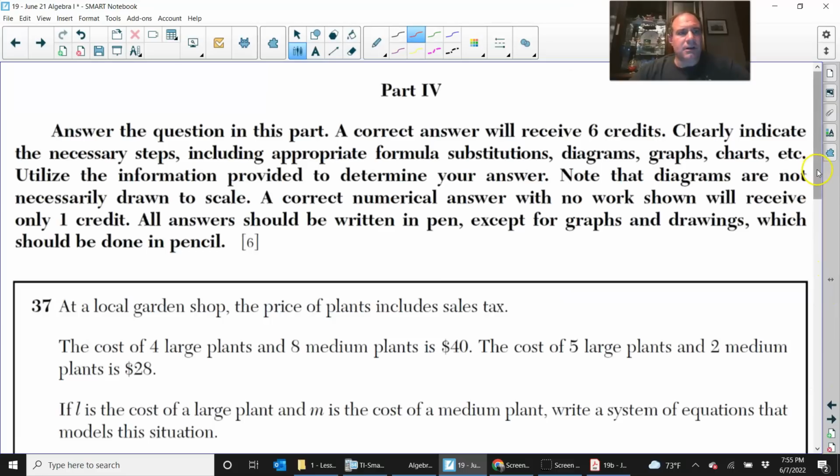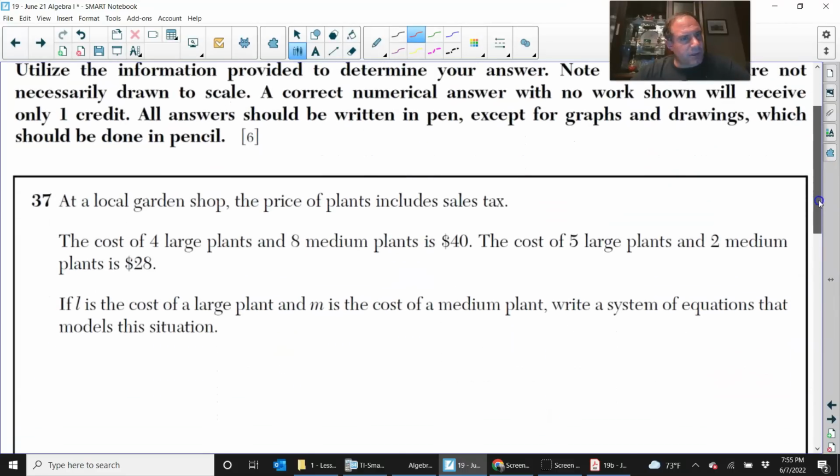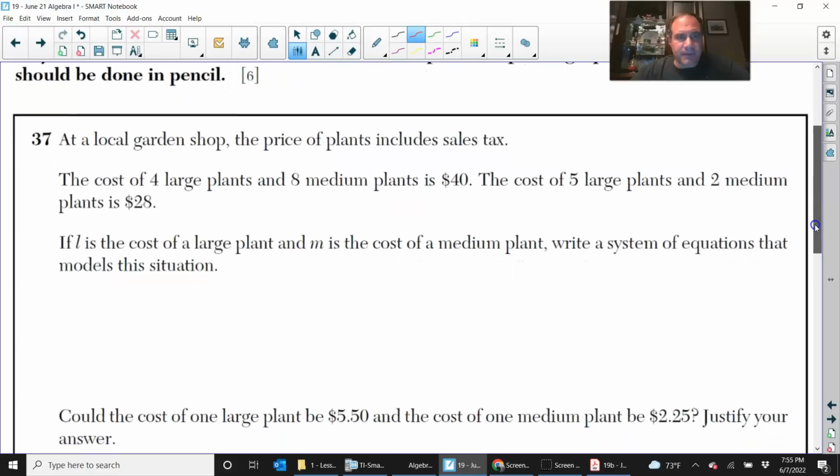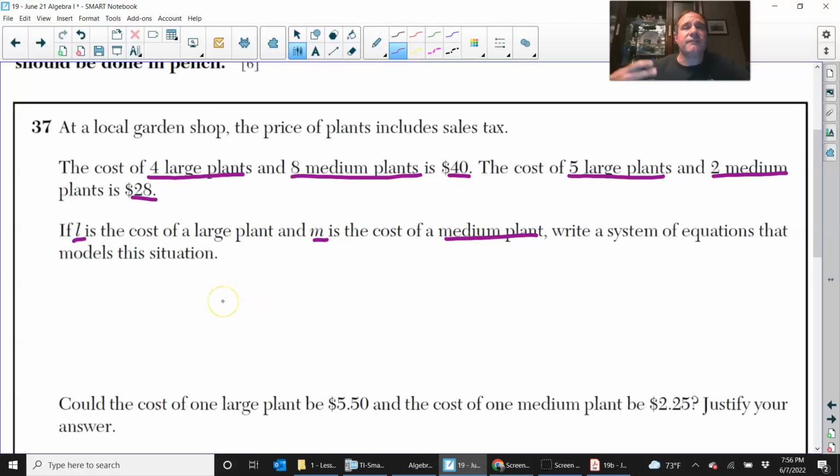Okay, last question. This is a part 4 question. It's worth the most points, usually the most work. At a local garden shop, the price of plants includes sales tax. The cost of 4 large plants and 8 medium, just going to underline, is $40. The cost of 5 large plants and 2 medium is $28. If L is the cost of a large plant and M is the cost of a medium plant, write a system of equations. You know you have to have 2 equations. So we're going to write that right here.